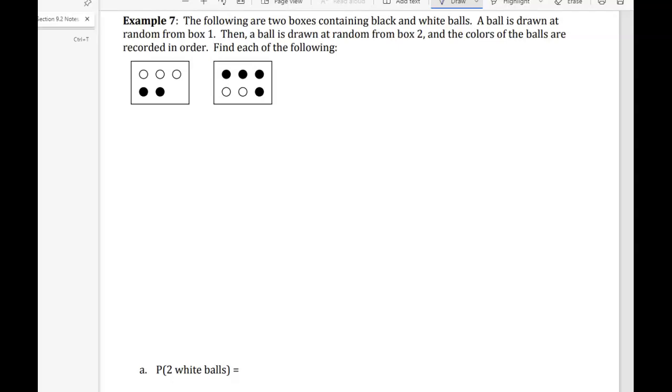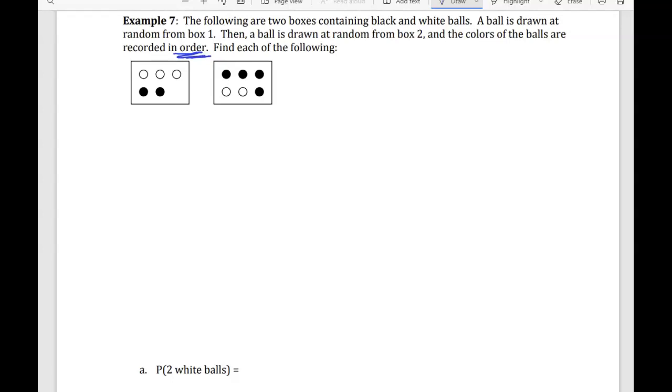Look at this particular example. We have two boxes that contain black and white balls. A ball is drawn at random from box 1. Then a ball is drawn at random from box 2. And the colors of the balls are recorded in order. So it's very important that you notice that it's recorded in order.